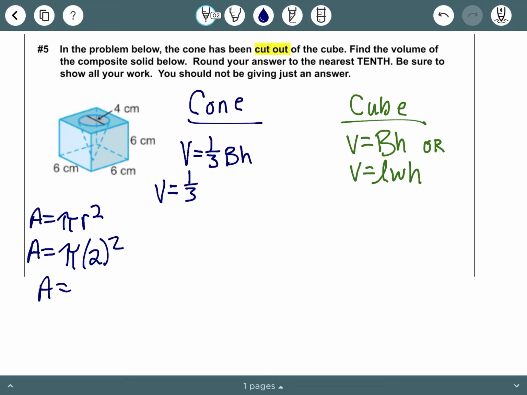And if we put that into our calculator, and you're using a TI-34, it's going to give you 4 pi. But we want a decimal approximation. So as a decimal approximation, you just hit that double arrow, and it's going to give an approximate area of 12 and 57/100. So we can go ahead and plug that in for area of our base.